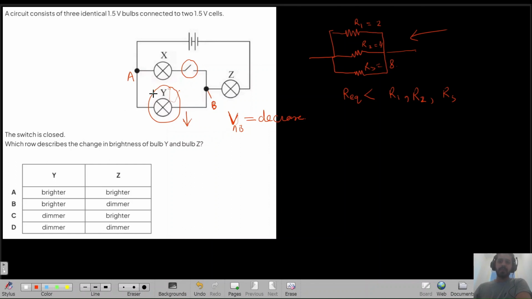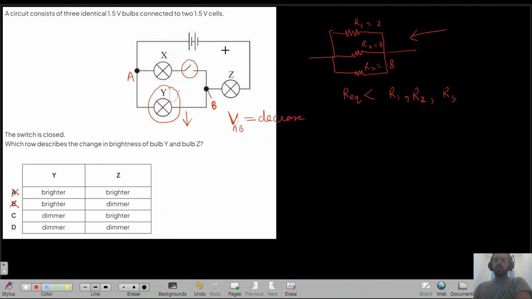Now, all of this argument eliminates option A and option B. It cannot be option A or option B because both of these say that Y should be brighter after closing the switch. We just discussed that it should be dimmer. So it's either C or D. Now to choose between C and D, we have to look at what will happen across the resistor Z, right?